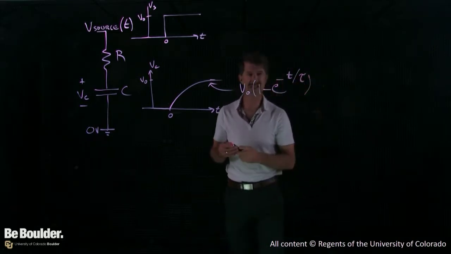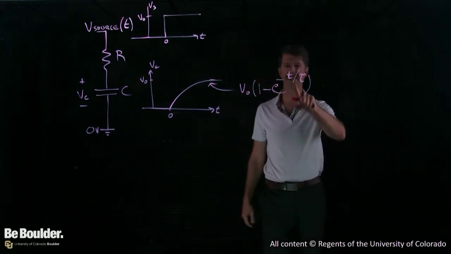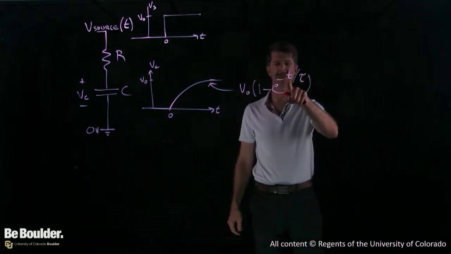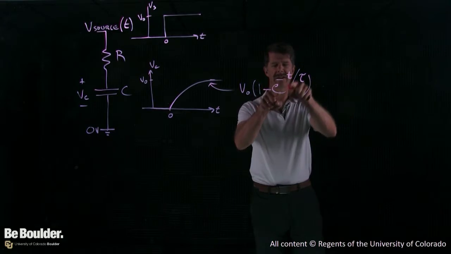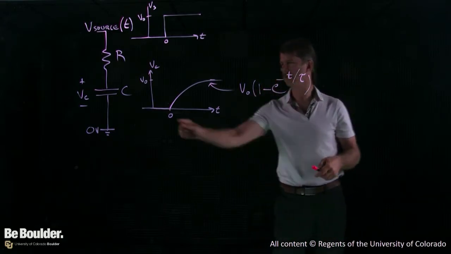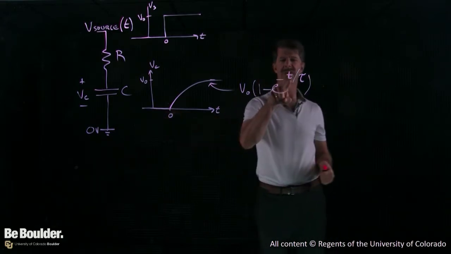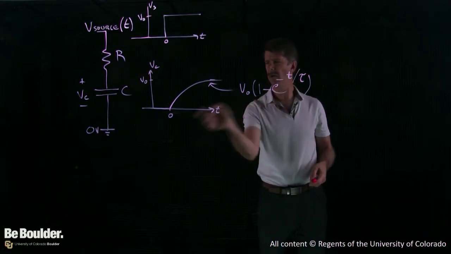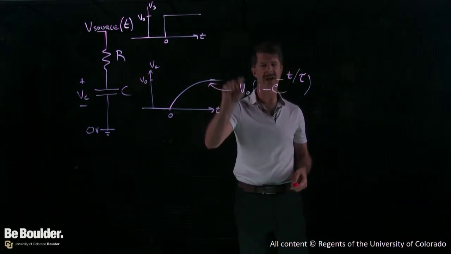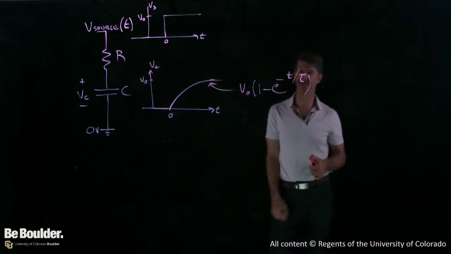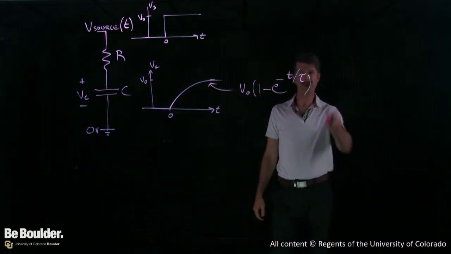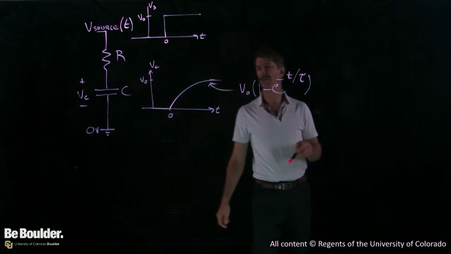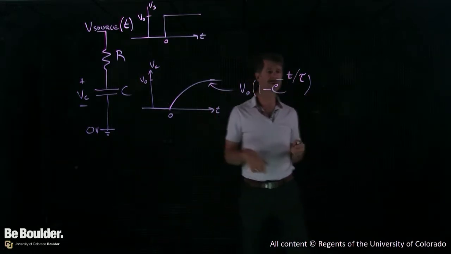So let's see if that function seems to make sense. At t equals 0, e to the 0 is 1, 1 minus 1 is 0. Oh, yeah, that's that point. And when t goes to infinity, e to the minus infinity is 0. Oh, yeah, so at an infinite time, the function goes up to V0. And we could derive this through math. But they're called first-order systems.